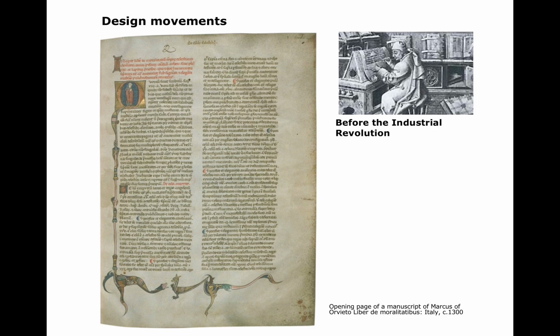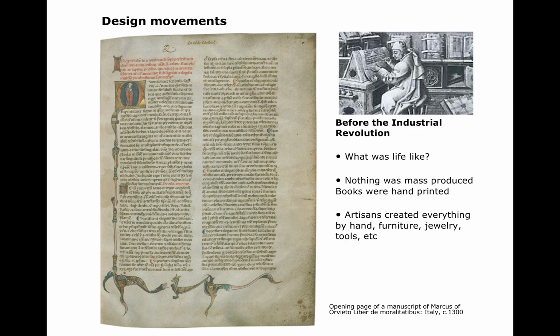But before that, before the Industrial Revolution, what was life really like? We need to look back at that. Well, first of all, nothing was mass produced. Books were hand printed, which took forever, if you could even find the specific vellum paper or the parchment or whatever that you were looking for, which were sometimes hard to find. Artisans created everything by hand: furniture, jewelry, tools, etc. Only 10% of the European population worked in villages. The rest of them farmed land.